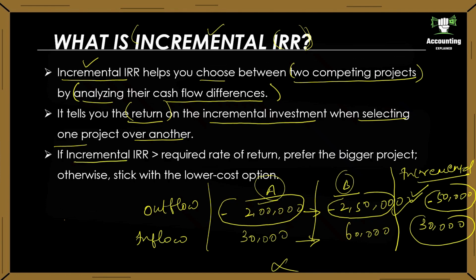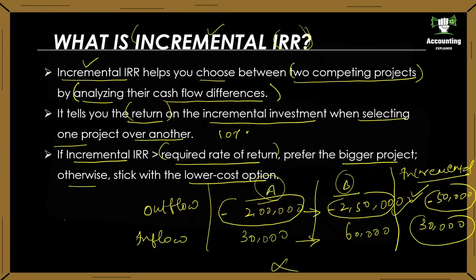If incremental IRR is greater than the required rate of return, prefer the bigger project, otherwise stick with the lower cost option. This required rate of return will always be given in the question. Suppose it is 10%. They can give this required rate of return or cost of capital, both are the same.